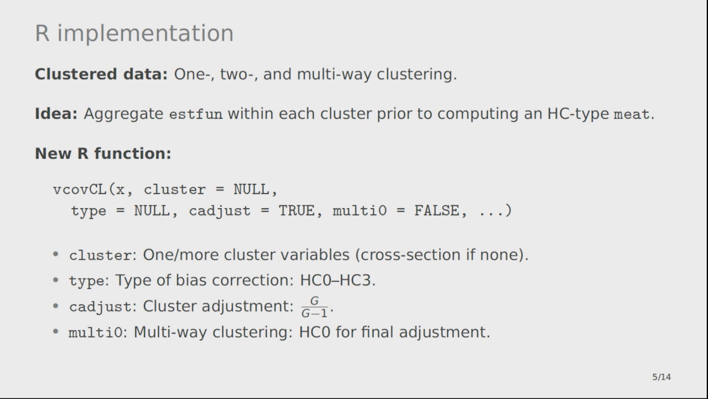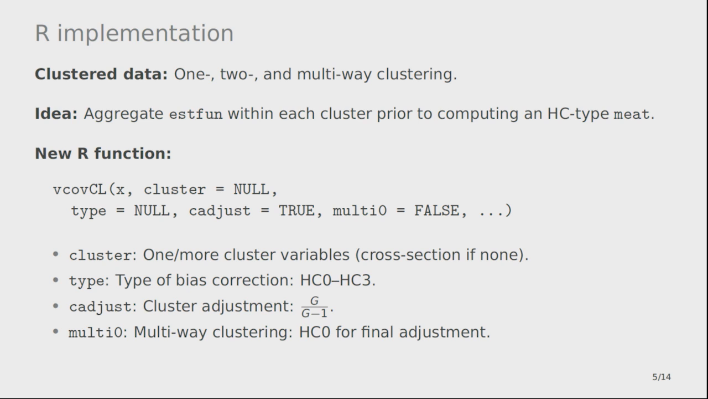Many publications just refer to "clustered standard errors", but actually there is a surprisingly wide variation in clustered covariances. That is particularly due to the different flavors of bias correction. And here the bias correction is composed of two parts that can separately be switched on and off. First is a cluster bias correction, which is controlled by the cadjust argument, where G is simply the number of clusters. And we have an HC bias adjustment, which is controlled by the type argument. Here you can choose one of HC0 to HC3.